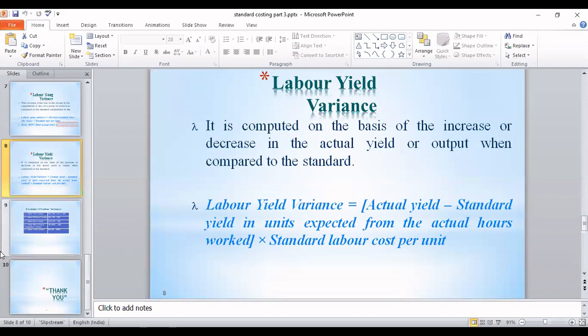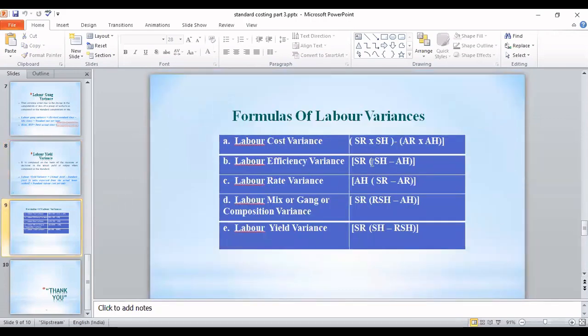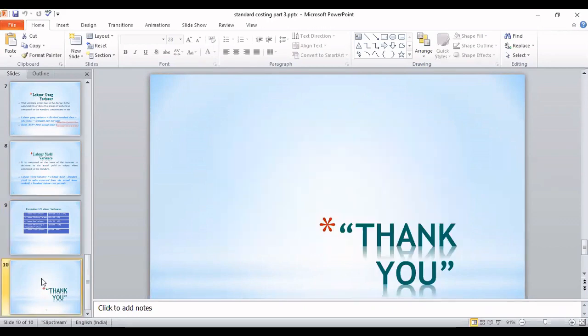Now we have all the formulas together here. Just quickly take a screenshot and read these formulas. If you have any doubt, just tell me. These 5 formulas are all we need for our syllabus. Done, beta? Those who want, just quickly take the theory. Here we completed the theory part of labor variances.